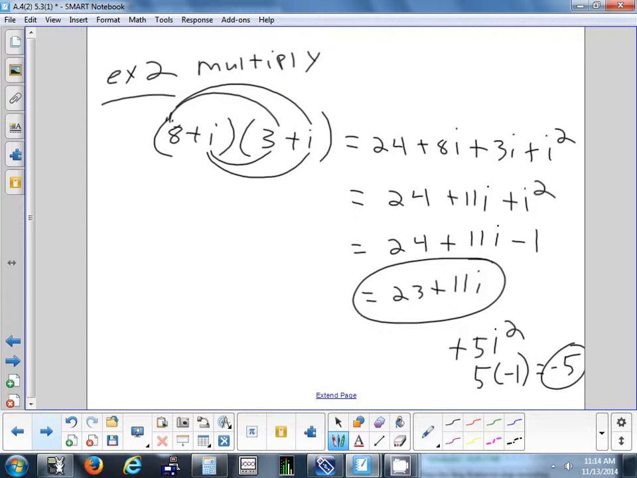Okay, multiplying is important because it's how we divide. It's kind of like when you have two fractions. You divide a fraction by a fraction, you flip the one on the bottom and you multiply. Well, that's kind of how we're going to do division. We're going to end up multiplying, just like this.